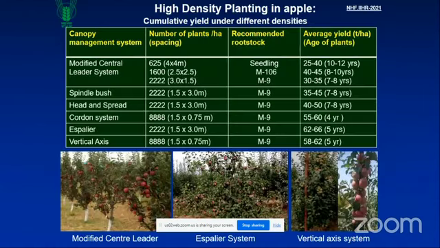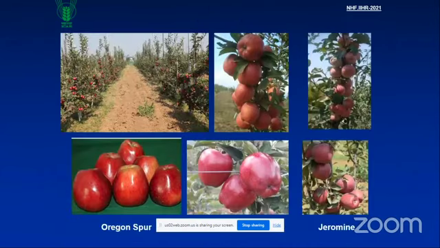This is a summary of how the central leader system, spindle system, head system, cordon system, slender spindle system and vertical axis system behave in the field, in terms of fruiting and structure. This is a close-up of this.